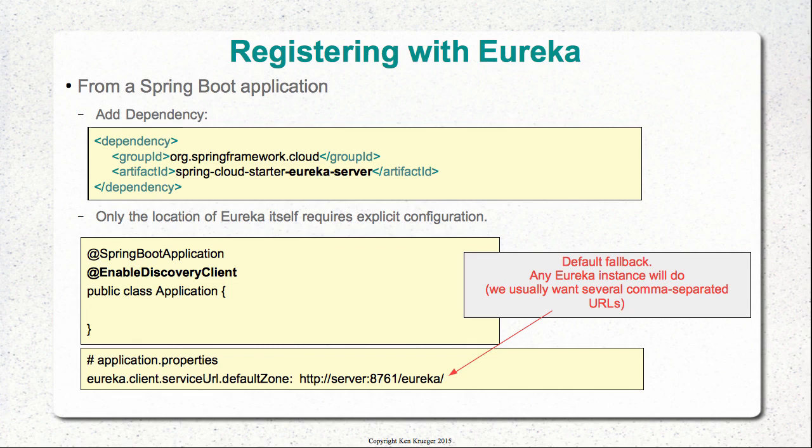Now, the only setting that you need to set in your application properties or your application YAML is the location of your Eureka service URL. And that's under this default zone setting. So this is saying go out to this server, this port, and go to /Eureka. Now, you could have any Eureka instance here. Any instance will do. And usually what we want is several comma-separated URLs here.